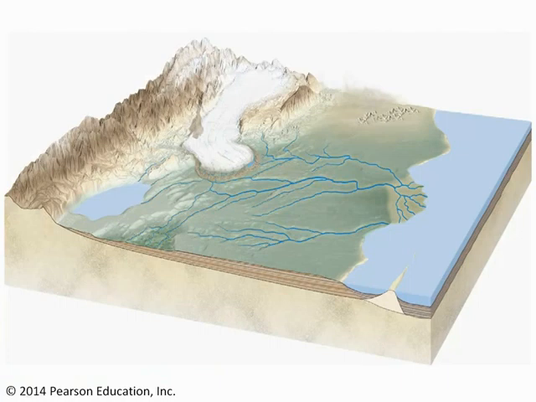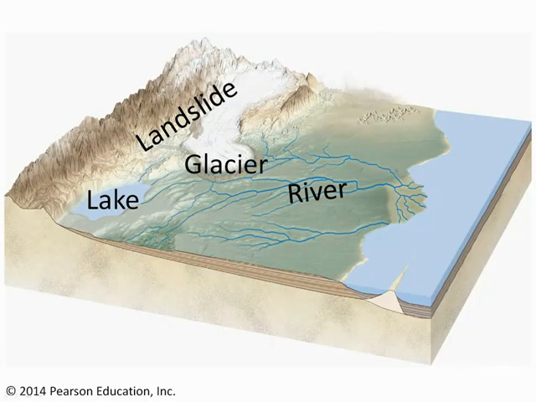So here's the main diagram that we want to pay attention to. This shows a whole bunch of different sedimentary environments. There's lakes, for instance, landslides that come off of steep mountain faces, glaciers. There are rivers draining the lakes and the glaciers, carrying water down towards the sea.